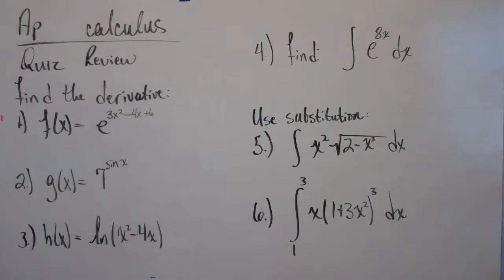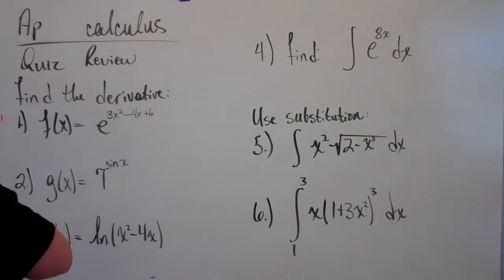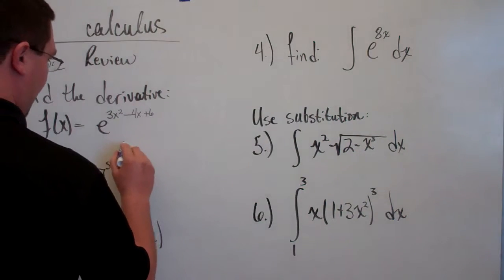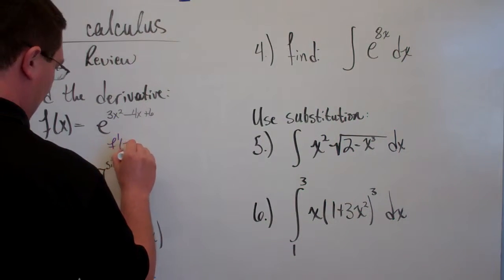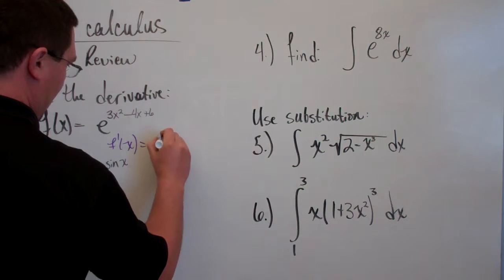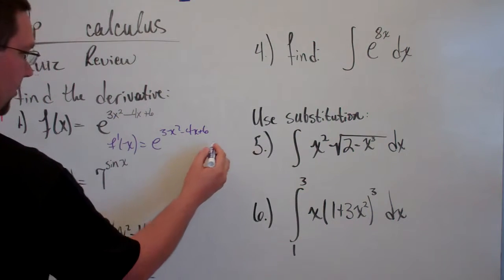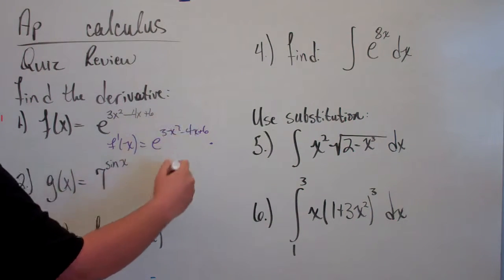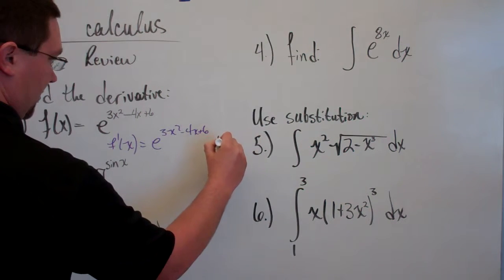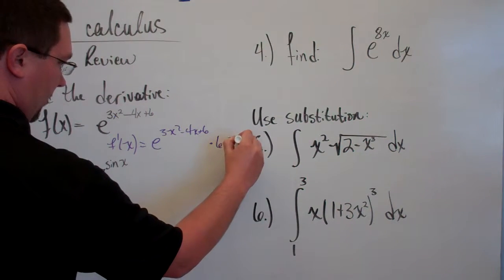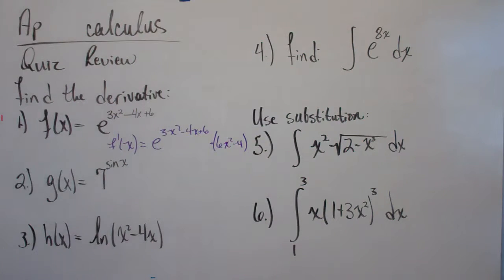Alright, so here's your AP Calculus quiz review. Number 1, find the derivative of e raised to 2x squared minus 4x plus 6. That is simply, of course, you're just going to basically rewrite this. So f prime of x is going to be e to the 3x squared minus 4x plus 6. Then, of course, you're going to multiply that by the derivative of the exponent. So that's going to be times 6x squared minus 4. So there's your derivative.